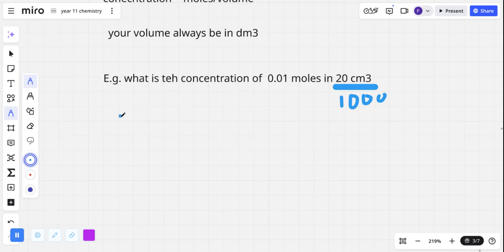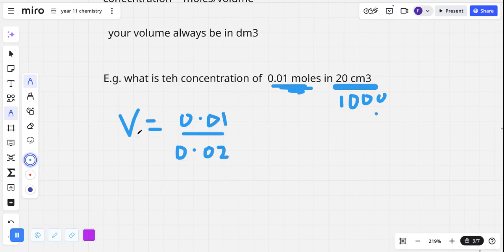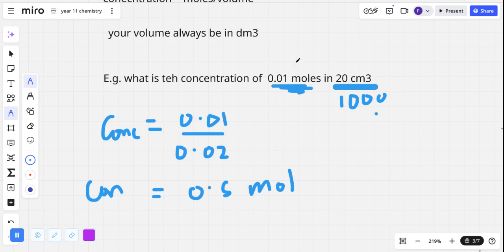So what we end up with is, I want to work out the concentration. Concentration is number of moles, 0.01, divided by volume in dm cubed, which will be 0.02. I've put a V there, I don't know why, we're working out concentration. So concentration equals moles over volume in dm cubed. So the concentration of this solution is 0.5. The units will be moles divided by dm cubed, or moles per dm cubed.